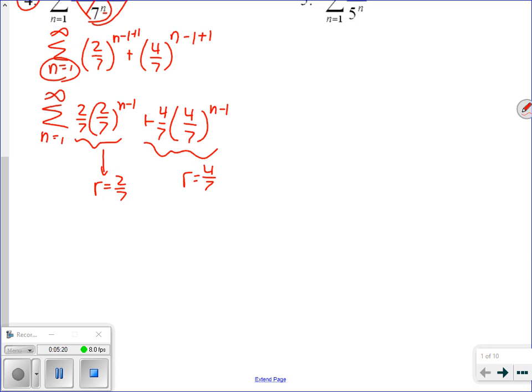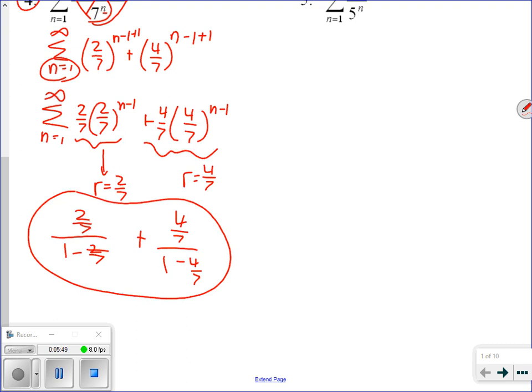So both of these are actually going to converge because both the rates are less than 1, so this entire series does converge. So you can do two separate summations or two separate geometric series added together. So that would be like my initial value is 2/7 over 1 minus 2/7. That's ugly. Plus, my initial value is 4/7 over 1 minus my rate of 4/7. And that is going to be what the infinite sum adds up to. Very nice.